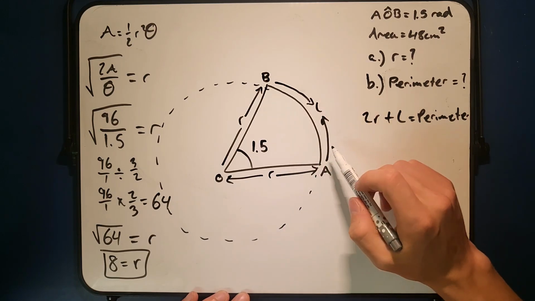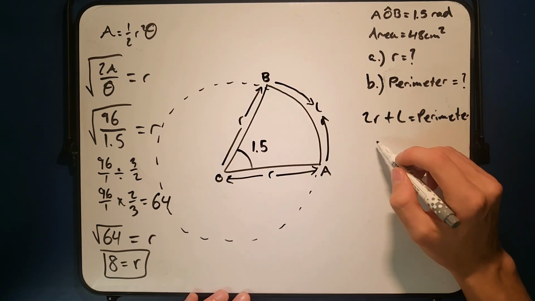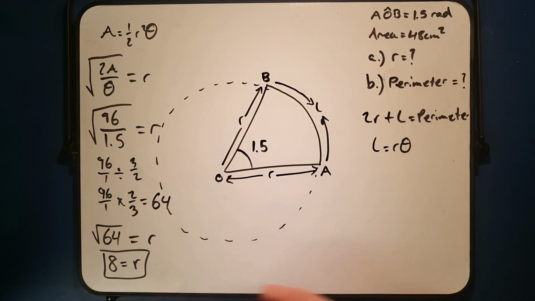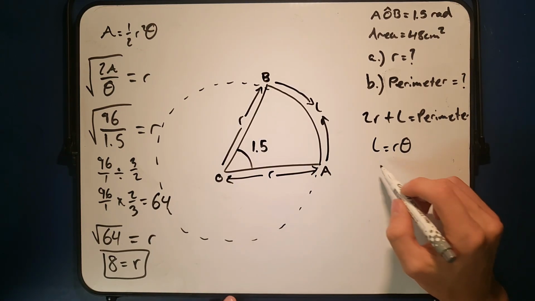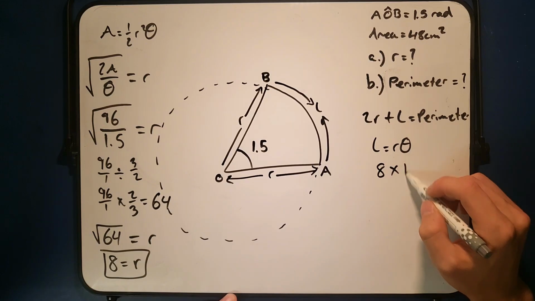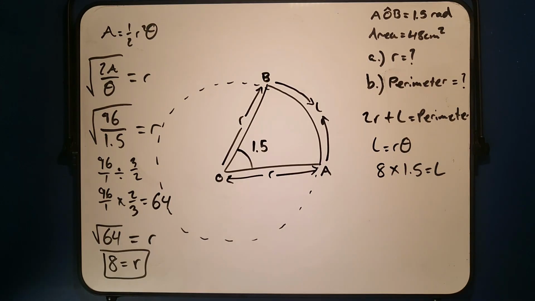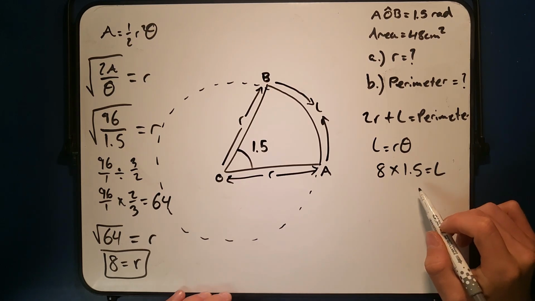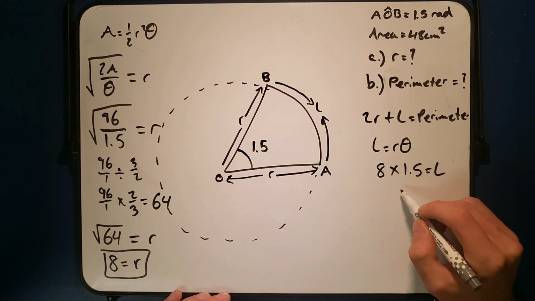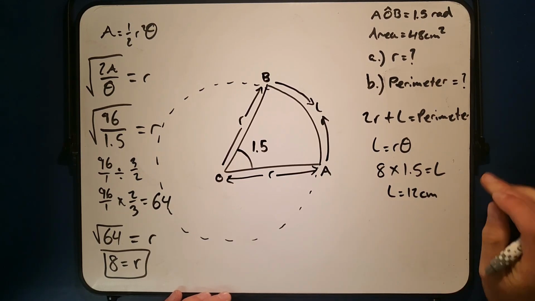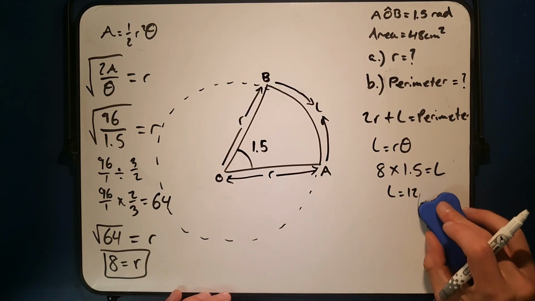Now the arc length on a sector is given by L is equal to r theta. Now we know r and we know theta, so we can do 8 times 1.5 to give us our arc length. And we know 8 times 1.5, or 3 over 2, will give us 12. So our arc length will be equal to 12 centimeters. Well, we can add our centimeters at the very end.